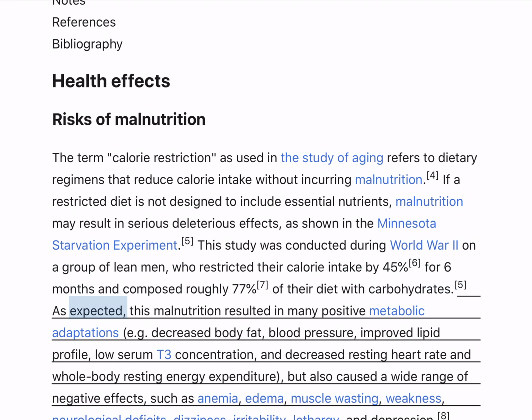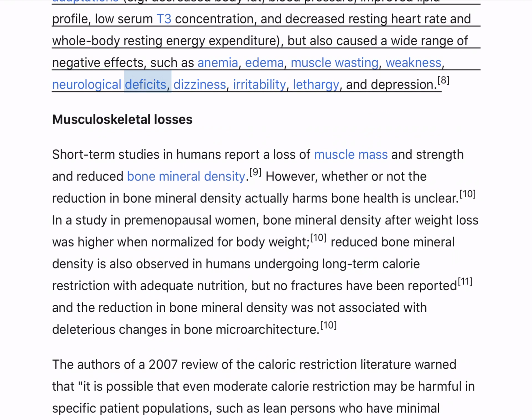5. As expected, this malnutrition resulted in many positive metabolic adaptations, for example decreased body fat, blood pressure, improved lipid profile, low serum T3 concentration, and decreased resting heart rate and whole body resting energy expenditure, but also caused a wide range of negative effects, such as anemia, edema, muscle wasting, weakness, neurological deficits, dizziness, irritability, lethargy, and depression.